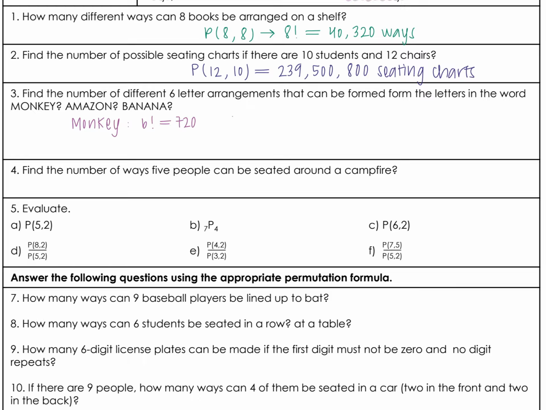But when we move into Amazon, we would still have that 6 factorial, but what we notice here is the fact that our A is going to repeat twice. So we are going to have to use that formula that was mentioned up above with our repeats and divide by the number of times that letter repeats factorial. So here my A repeats twice, so I'm going to have a 2 factorial. And so this is going to give me 360.